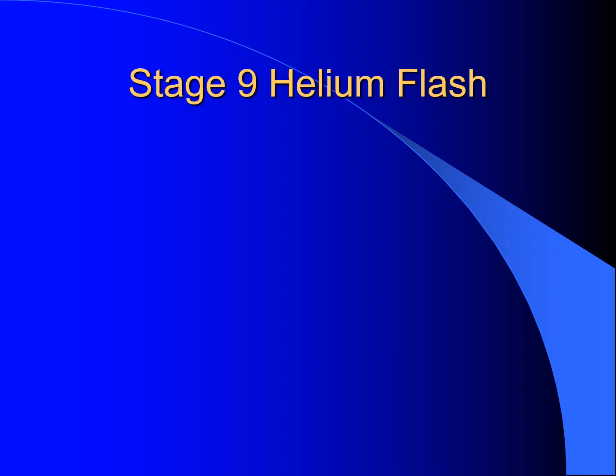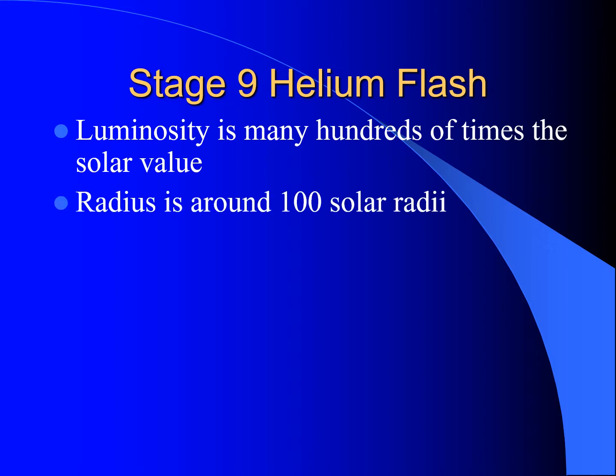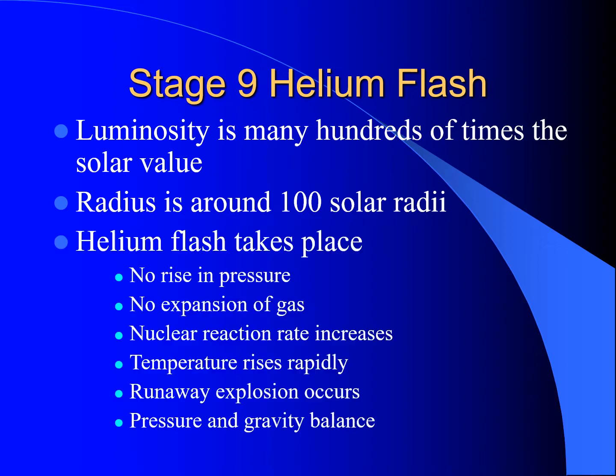Okay, next we move into stage 9, the helium flash. This involves quite a bit, and it doesn't happen immediately. But what we do have is that the luminosity is many hundreds of times the solar value. So our Sun becomes hundreds of times brighter. Okay, the radius becomes about 100 times the original size of the Sun.